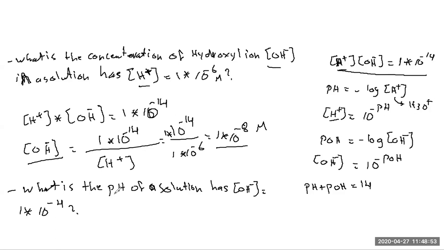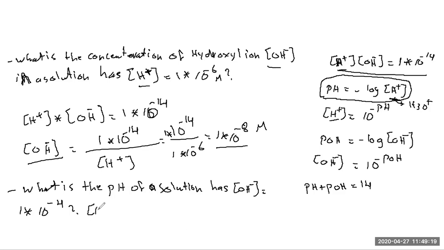So here we need to find the pH. The pH equals what? Minus logarithm the concentration of H positive. If we have the concentration of H positive, we will be able to calculate the pH. By the way, with these types of questions you usually have more than one way to calculate it, and it's up to you. Now let's try to figure out the concentration of H positive.